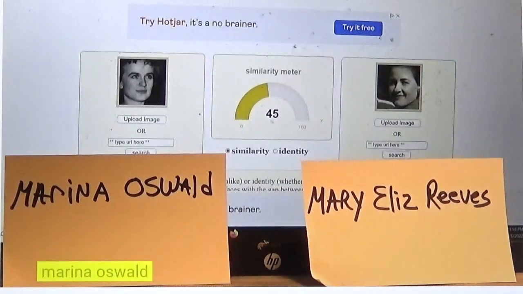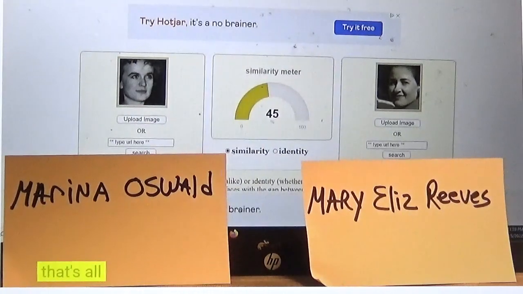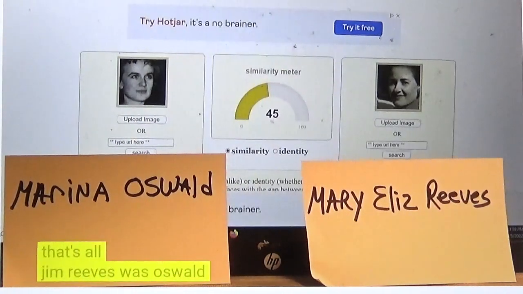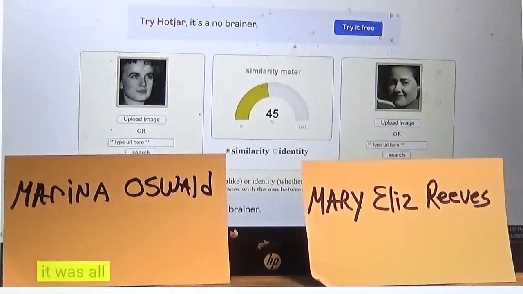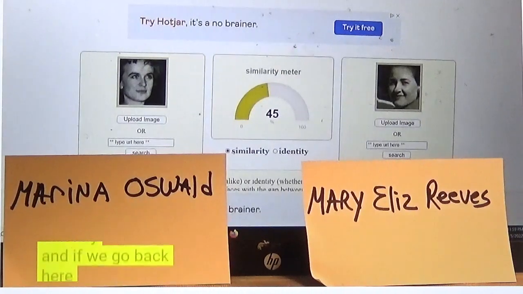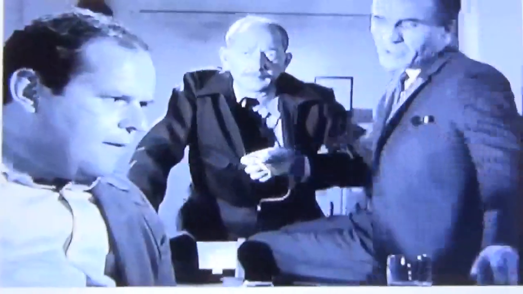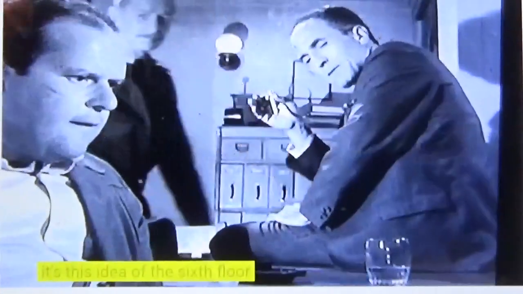Marina Oswald was Mrs. Elizabeth Reeves. That's all. Jim Reeves was Oswald. It was all a bunch of baloney. And if we go back here to the episode of Fatso, it's this idea of the 6th floor that nails him.